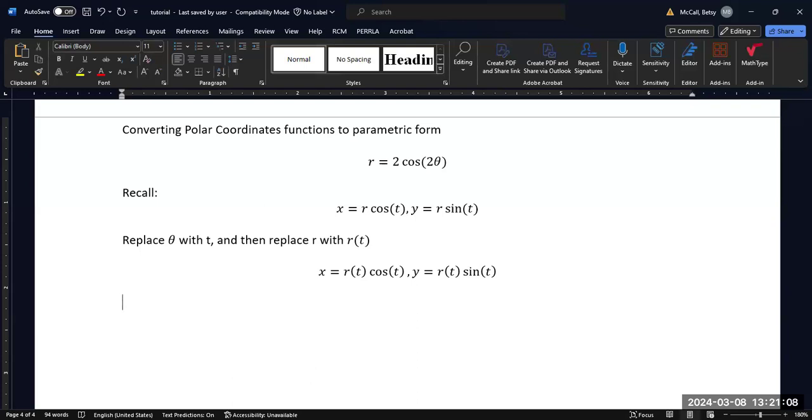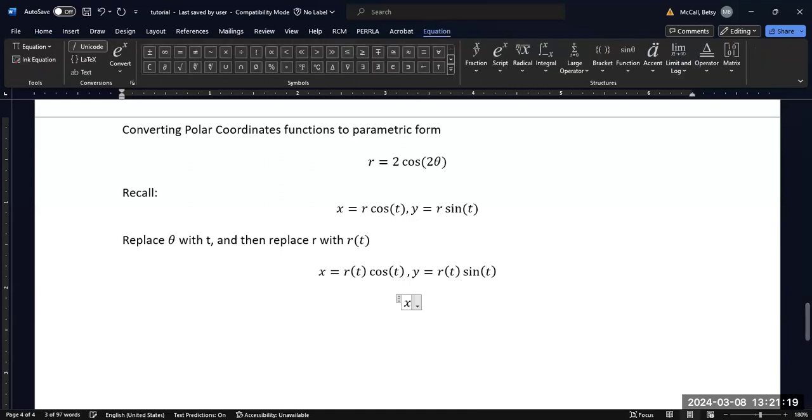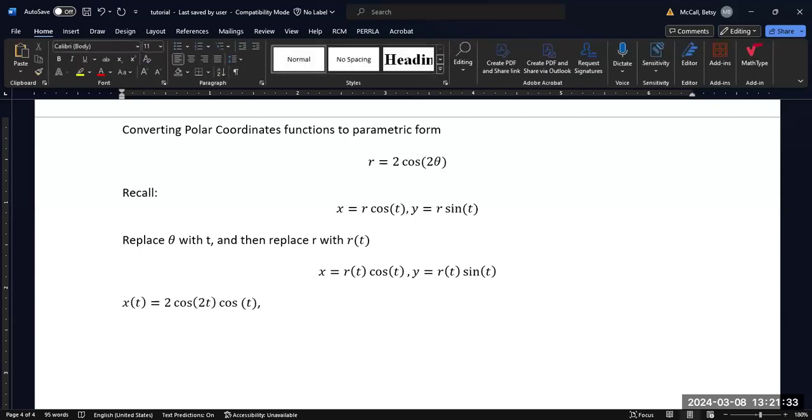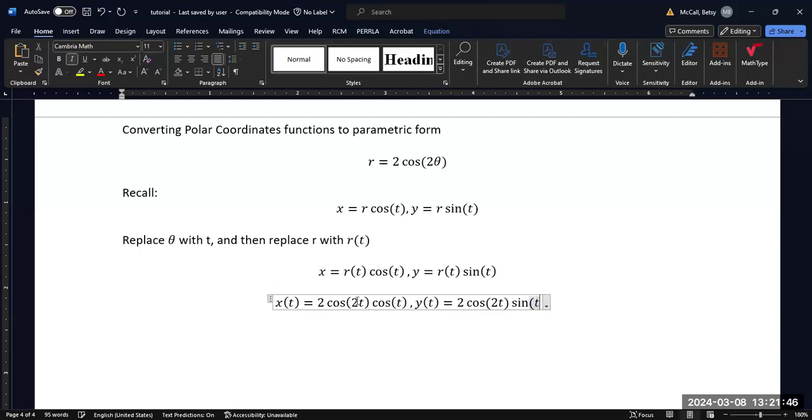So if I want to create the set of parametric equations that represents this particular polar graph, then what I would end up with is x of t is equal to 2 cosine 2t cosine t, and then y of t is equal to 2 cosine 2t sine of t.